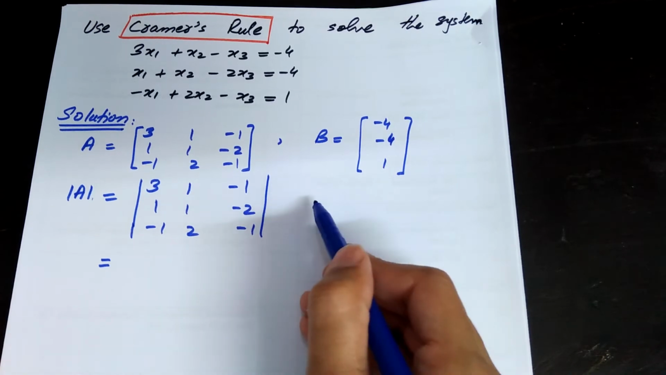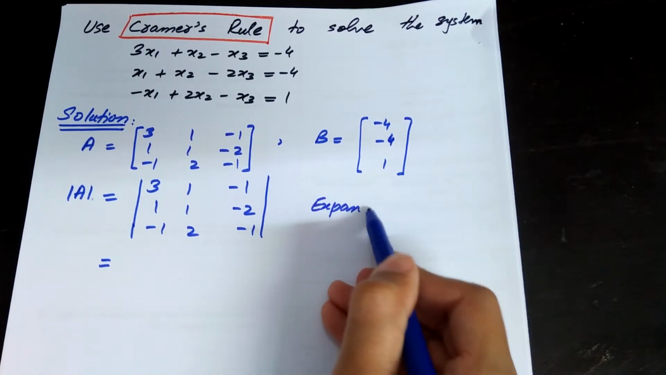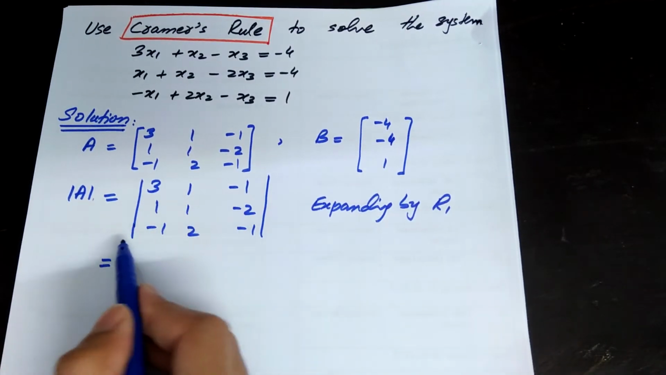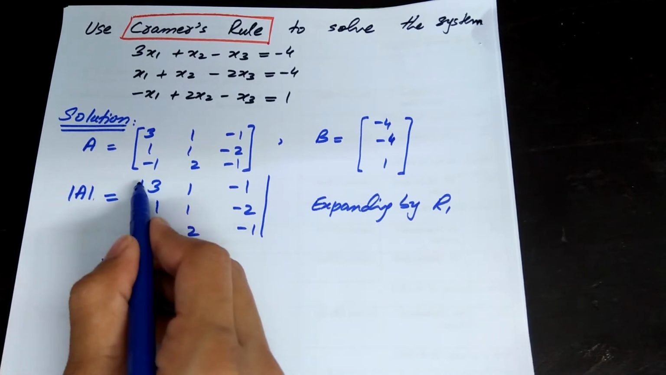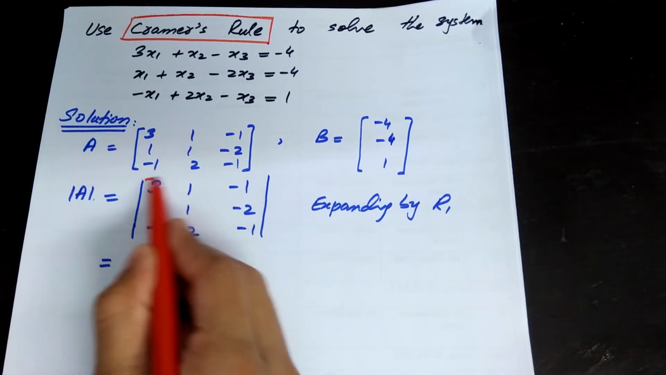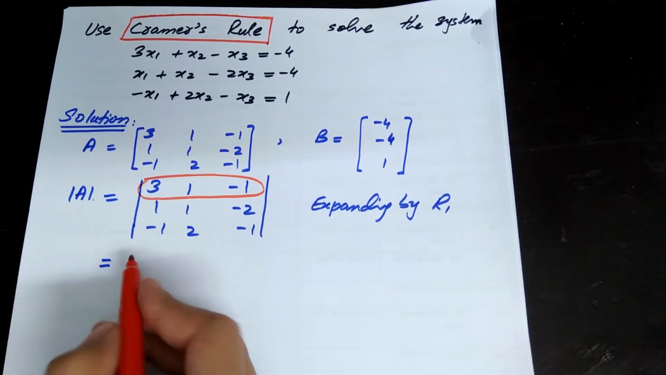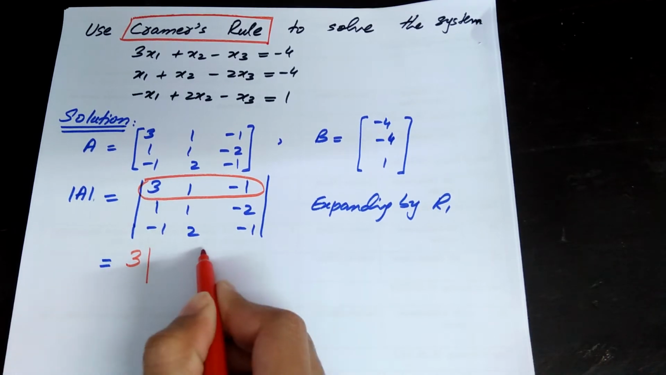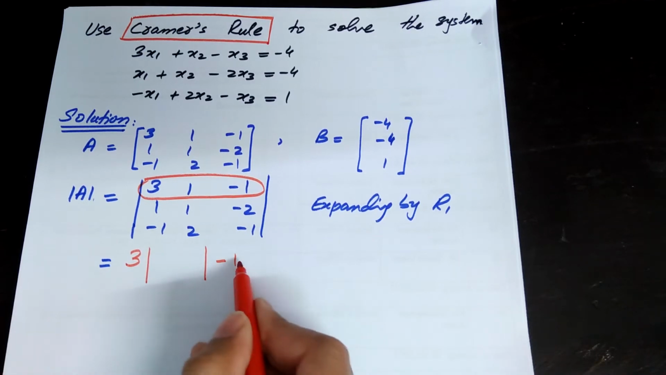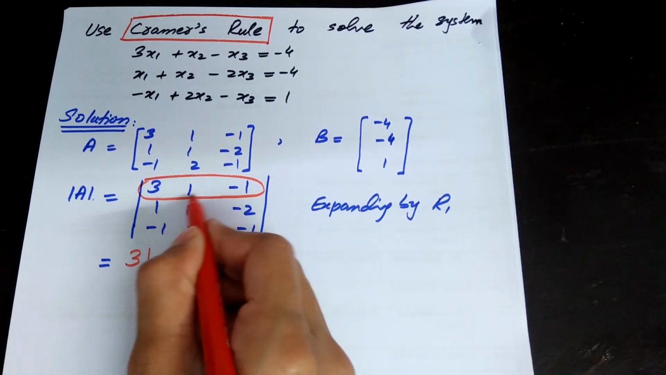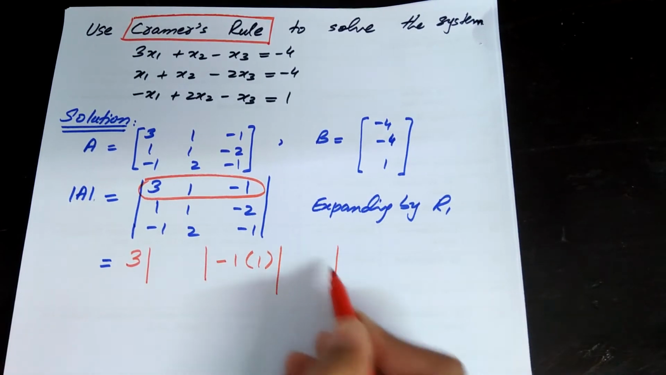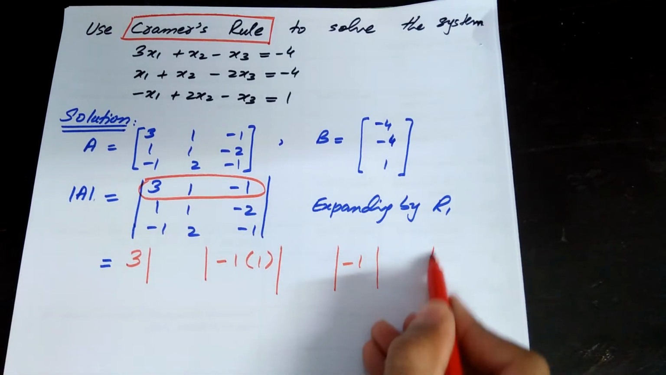I am expanding it through R1. You can expand it using R2, or you can expand it using R3. I am expanding this A determinant through R1, row 1. So it will be 3 determinant, formula minus 1 and the second coefficient, that is 1, determinant. Then minus 1 and determinant.